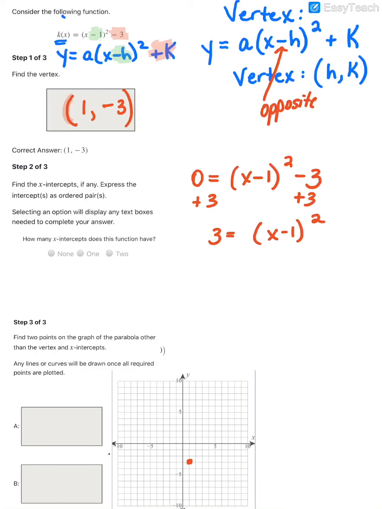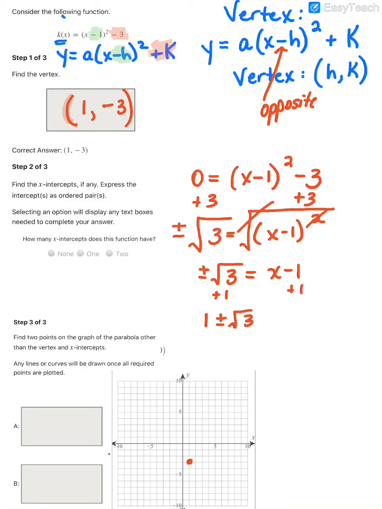So the way we cancel a squared term is we take the square root, but anytime you square root both sides of an equation, you have to consider that there are both positive and negative numbers that could produce that. So we put a plus or minus. So we get plus or minus the square root of 3 is equal to x minus 1, because the square root canceled the squared power. And then finally, if I add 1 to both sides, then I get 1 plus or minus the square root of 3. So they're going to first ask you how many x-intercepts.